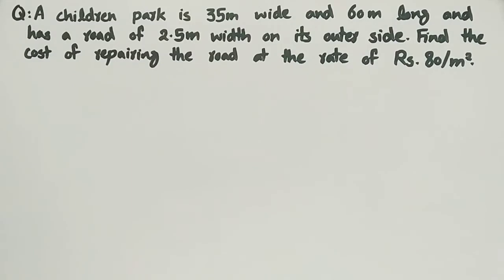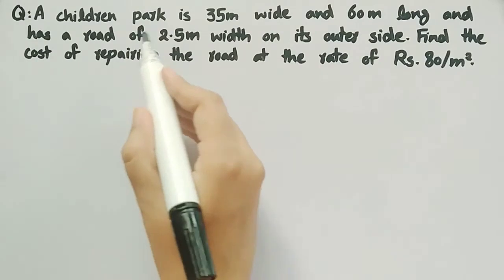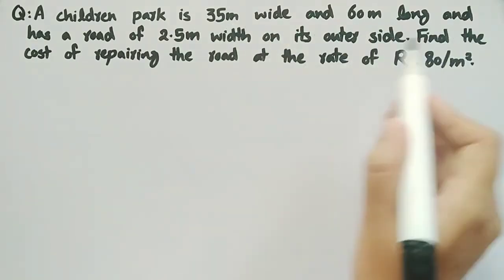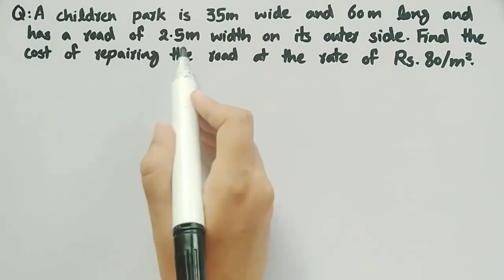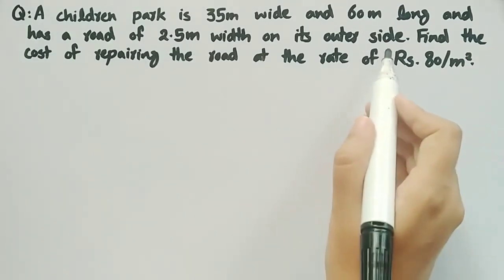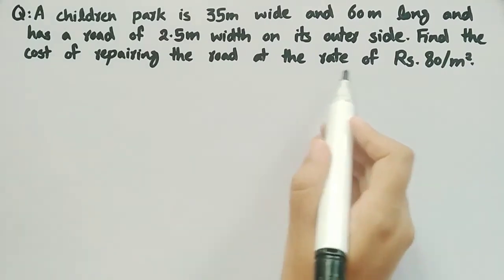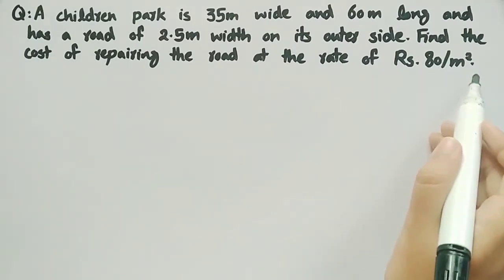In this video, we will discuss a word problem which states that a children park is 35 meter wide and 60 meter long and has a road of 2.5 meter width on its outer side. Find the cost of repairing the road at the rate of rupees 80 per meter square.